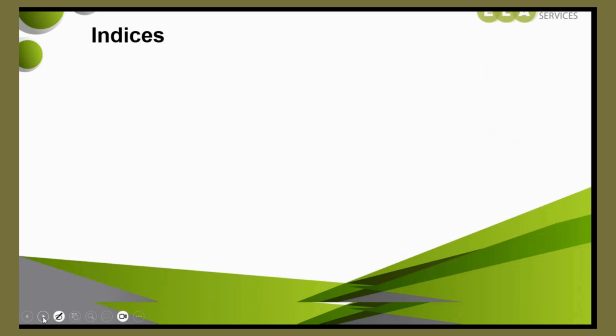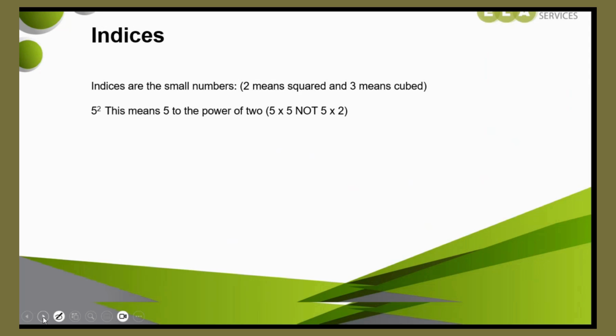The first thing that we're going to re-explore is indices, what they are and how we can complete indices calculations. Indices are the small numbers next to larger numbers in a calculation. A little 2 means squared and a little 3 means cubed. So 5 with a little 2 is 5 squared, or 5 to the power of 2, which is really important to remember. This means 5 times 5, not 5 multiplied by 2, as 5 times 5 would give you 25, and 5 times 2 is 10.